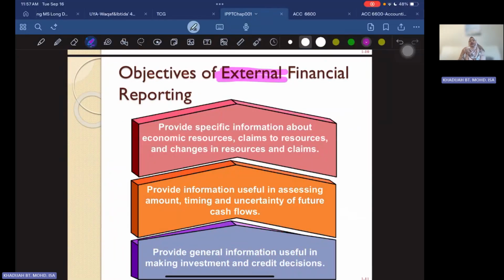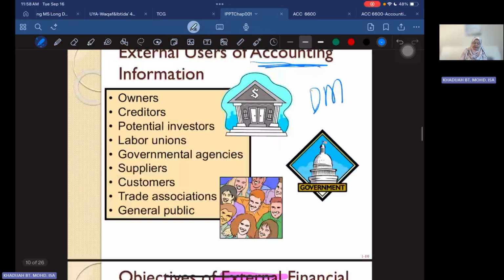When we talk about external financial reporting, it means that the information is provided to the external users. We are talking about users here. From the users here, normally the external are your potential investors, your creditors, labor union. So all these are external except the owner. Owner is the only insider. But if you have a manager, for example, the manager is also internal. But other than that, these are all external users.